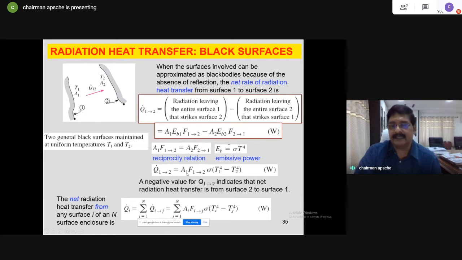Q1 to 2 is A1 F1 to 2 sigma times T1 power 4 minus T2 power 4. Why A2 F2 to 1, where has it gone? I applied the reciprocity theorem. What is the reciprocity theorem? A1 F1 to 2 is equal to A2 F2 to 1. A2 F2 to 1, I substituted with A1 F1 to 2.